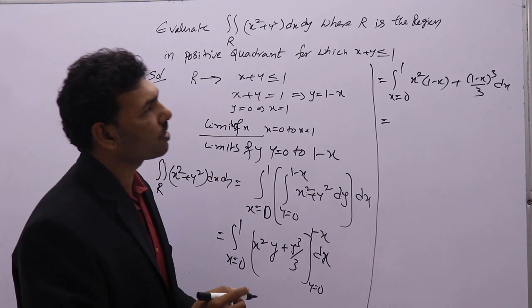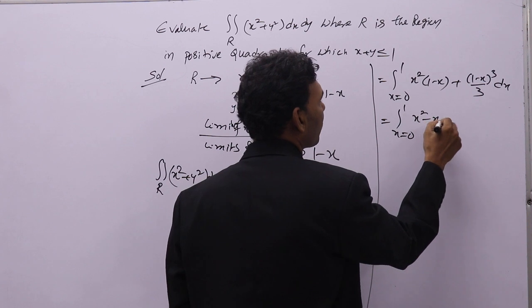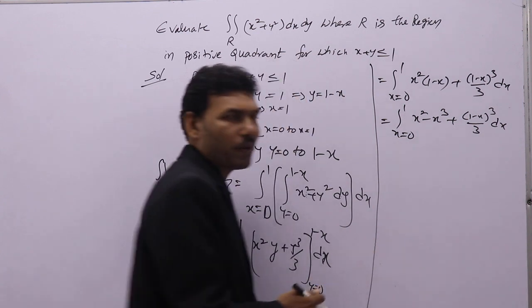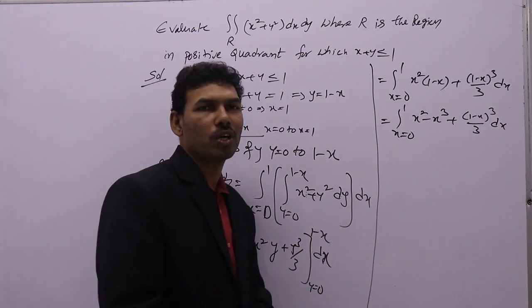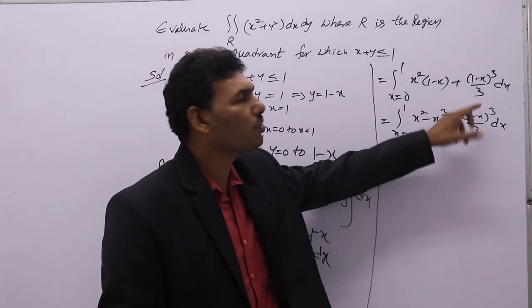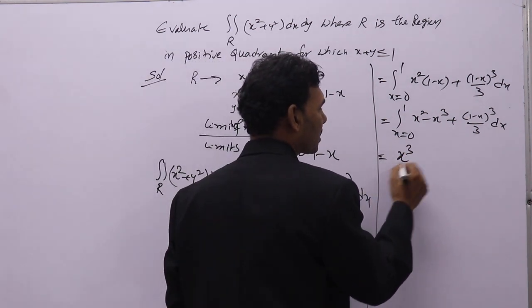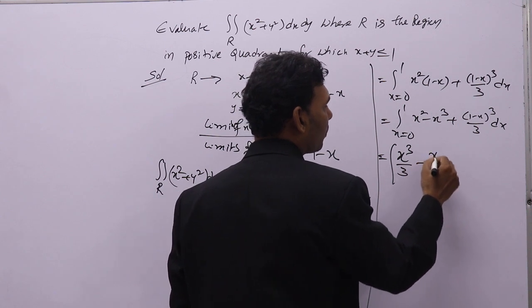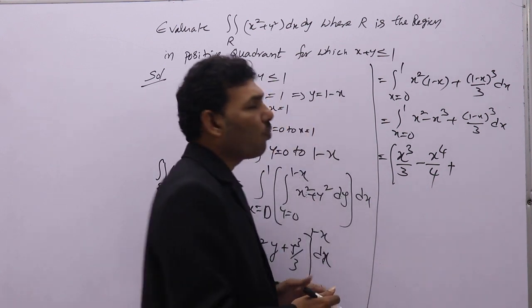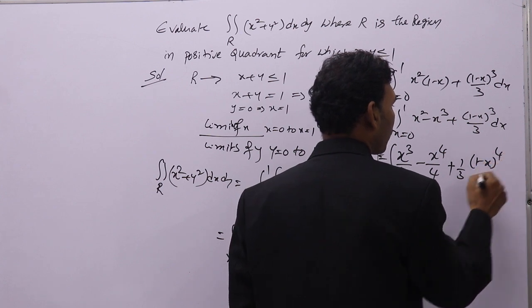So multiply the first term as it is, x square into 1 minus x. What will you get? x square minus x cube plus (1 minus x) whole cube by 3. If you want, you can expand (1 minus x) whole cube using the (a minus b) whole cube formula. Otherwise you can keep it like that only. We can integrate by treating this one as x, using the integral of x power n formula. So the integral of x square is x cube by 3, the integral of x cube is x power 4 by 4, and the integral of (1 minus x) whole cube is (1 minus x) whole to the power of 4 by 4.